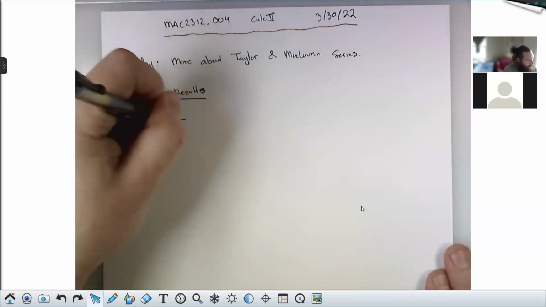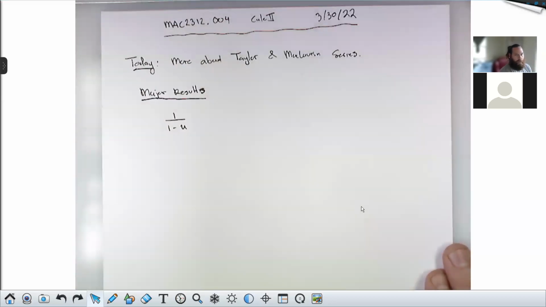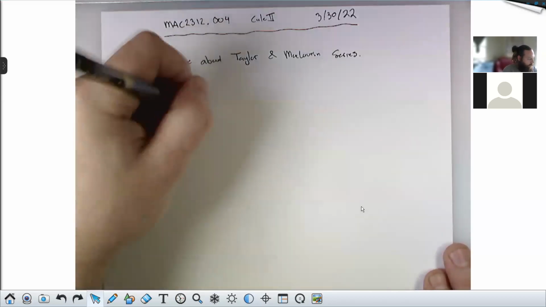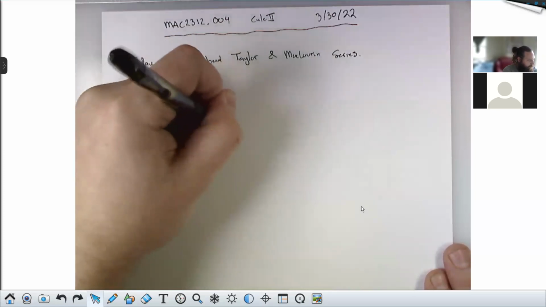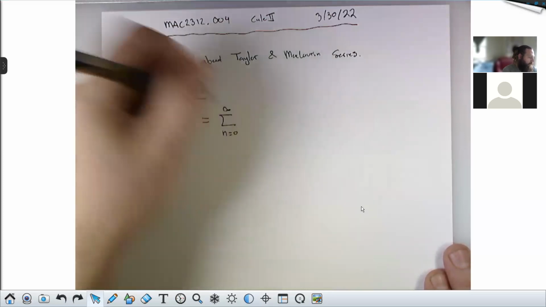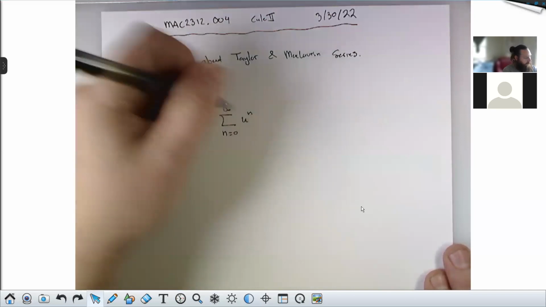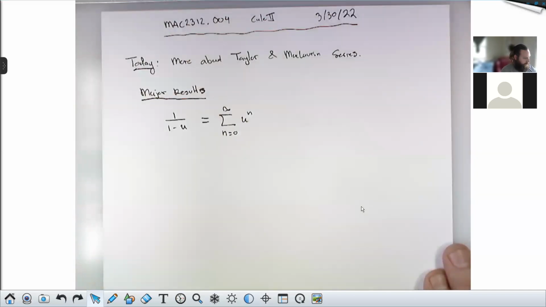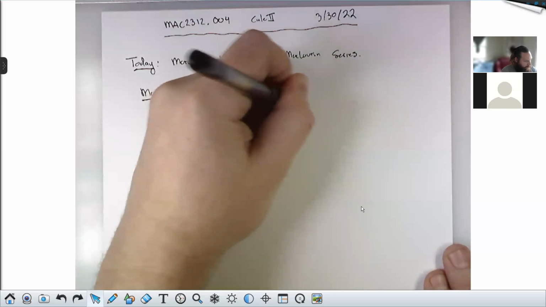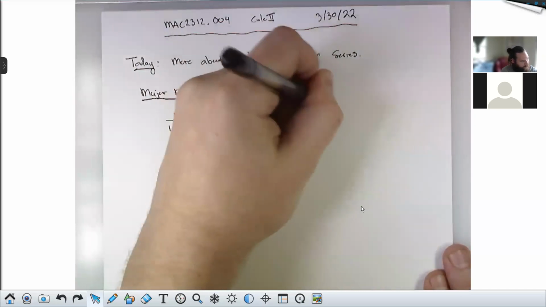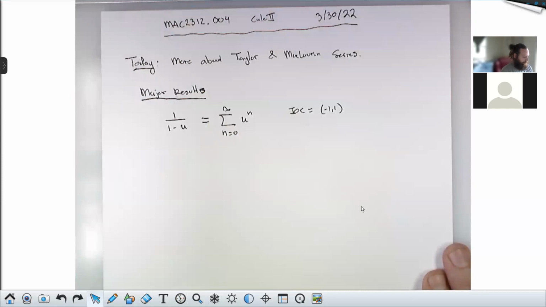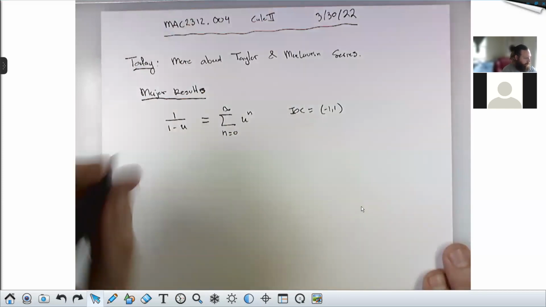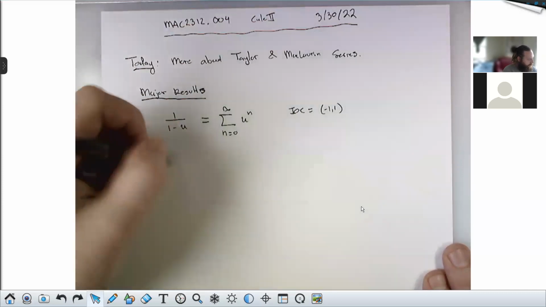We learned that if you have a function that can be written in the form 1 over 1 minus u, that can always be expanded as a power series, sigma n from 0 to infinity of u to the n. And the IOC here is the open interval from -1 to 1. From this, we were able to get a whole bunch of things.